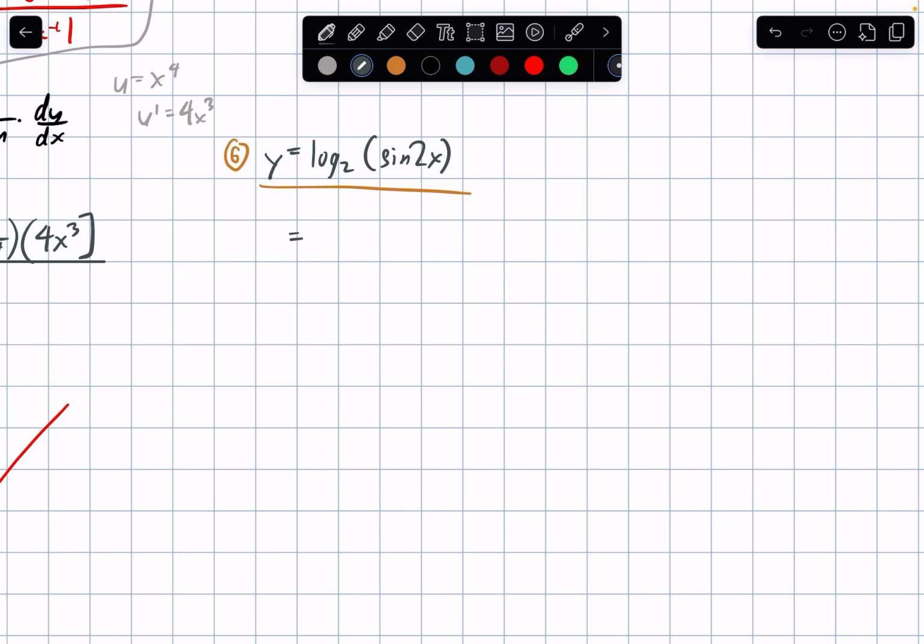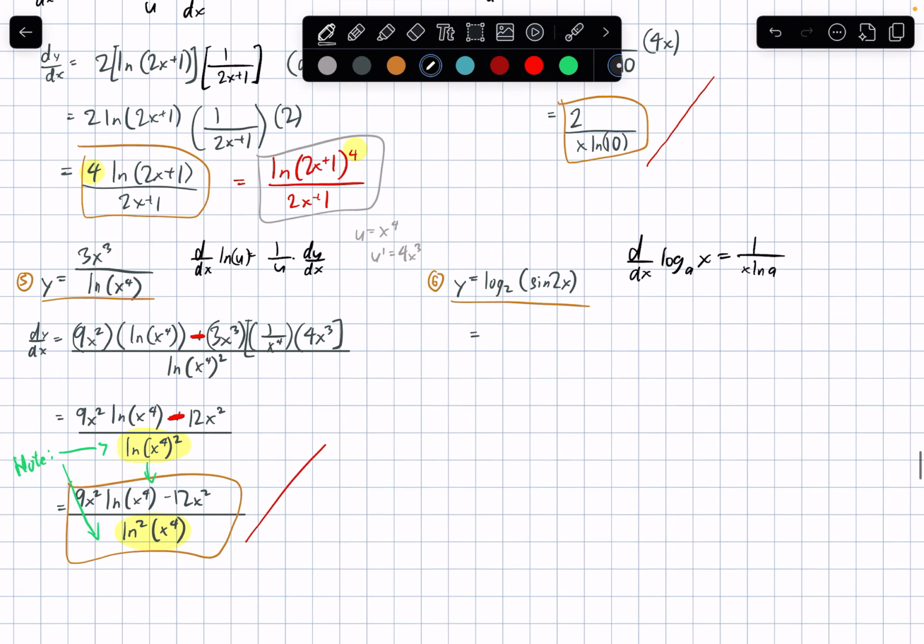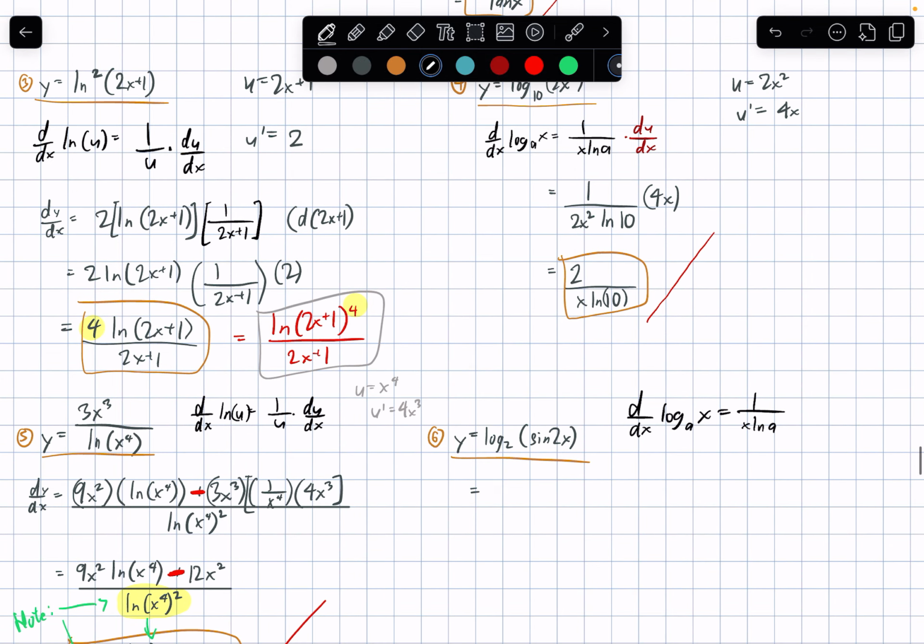Y is equal to, okay, d over dx log, what's this? X a? No, I'm mixing it up. The derivative of log a of x is 1 over x ln a. Is it like that? I think I memorized it already. That's good.